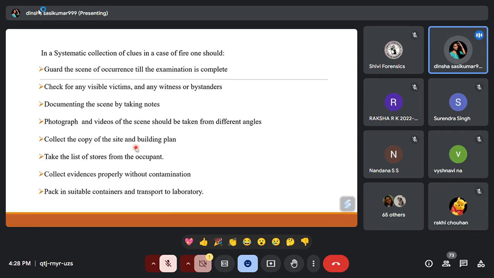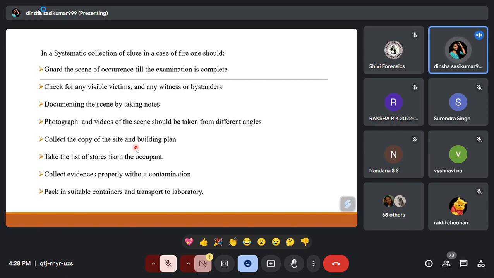Then we have to collect the copy of the site and building plan. For the investigation process to occur in a precise manner, we have to collect the copy of the site and building plan. Then take the list of stores from the occupant. From the owners or the occupant, we have to collect some important data regarding the structure or the construction of the building.